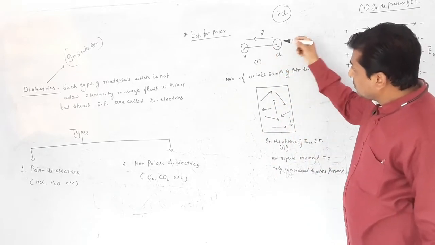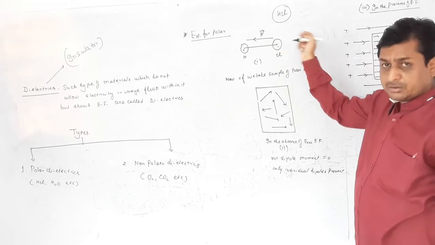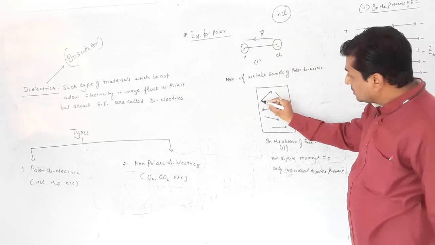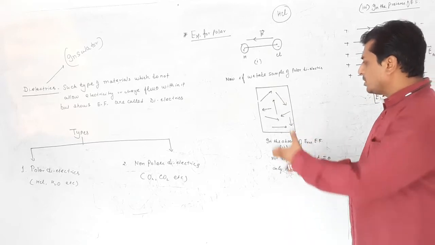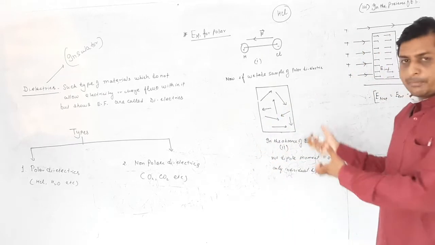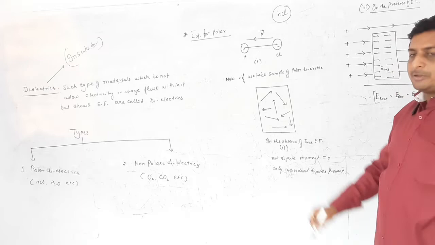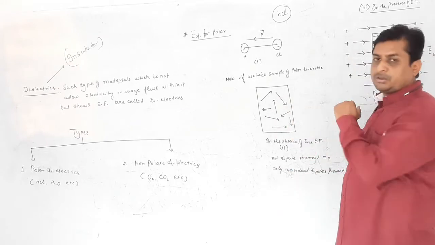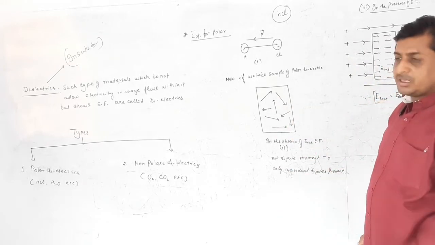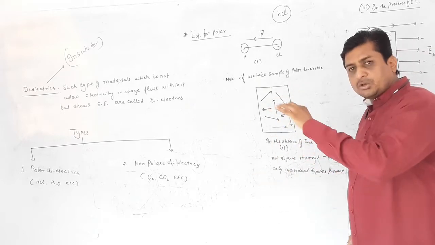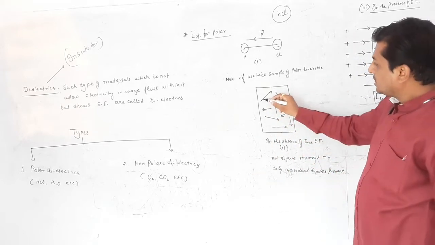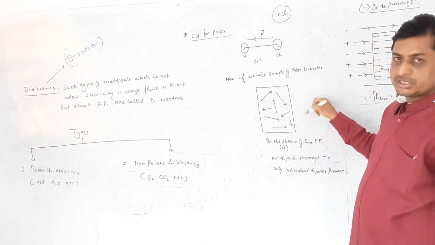Because each molecule shows its own electric dipole. So here one dipole, second, third, fourth, fifth, sixth, seventh, eighth, because 8 molecules I have considered in the sample. So there are 8 electric dipoles you can see in this particular sample. The important thing is what? There is no fixed direction of each electric dipole. Each electric dipole is randomly distributed.